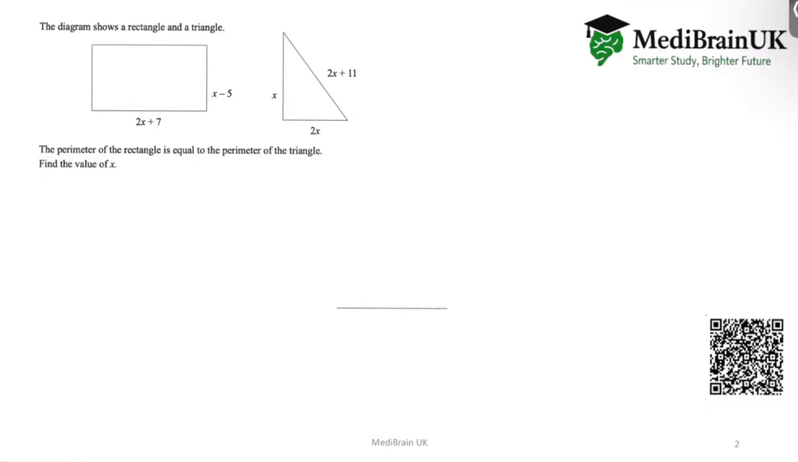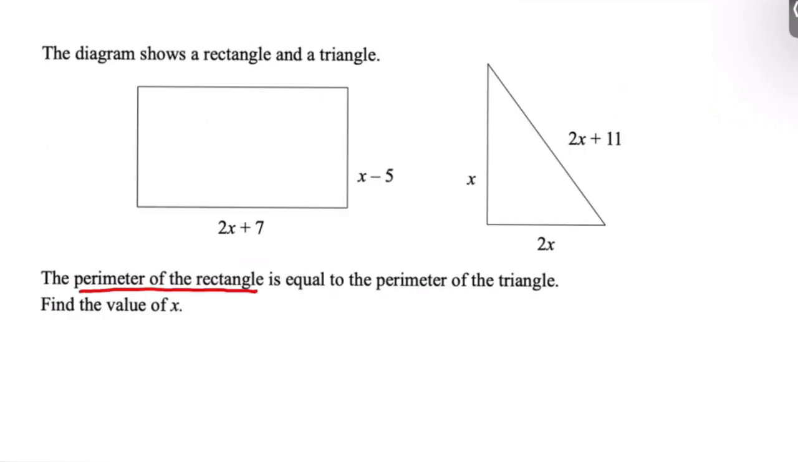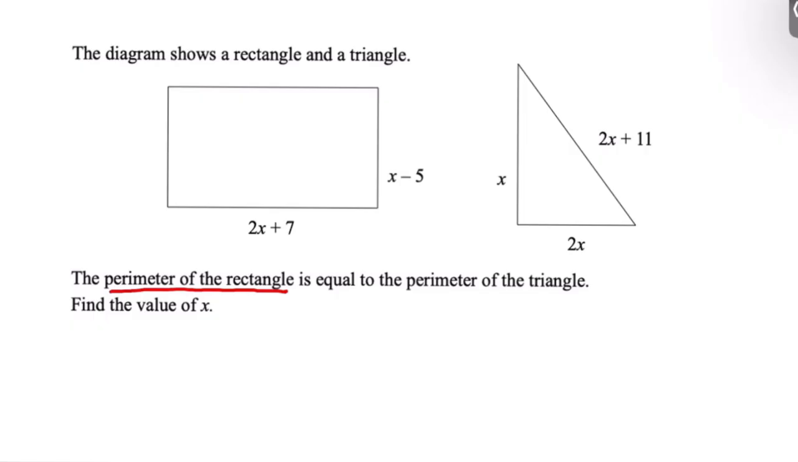The perimeter of the rectangle is equal to the perimeter of the triangle. Find the value of x. So when we're working out this question, let's read through it simply step by step. So it first of all says the perimeter of the rectangle. So how do we work out the perimeter of a rectangle? We know to work out the perimeter of a rectangle, you just need to add the lengths of all the sides together. And we know that in a rectangle, opposite sides are equal.